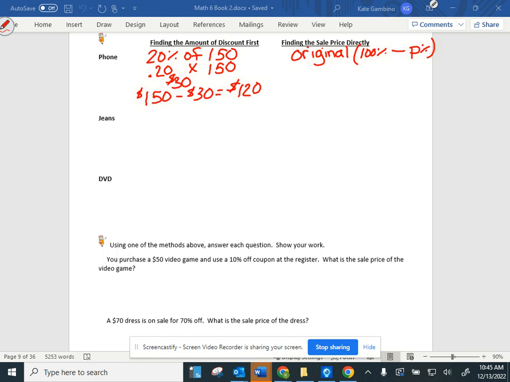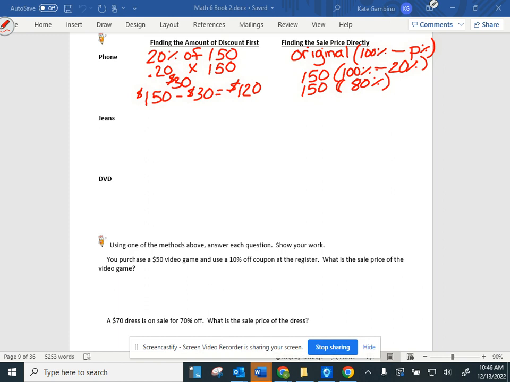What was our original price of the phone? Enzo? $150. And we're going to multiply that by 100% minus, what was our percent of the discount? 30%. So that means it's 150 times, oh, not 80, 70%. Oh, wait. Who said it was 30%? It wasn't 30%, it was 20%. Enzo. So 100 minus 20 is 80%.